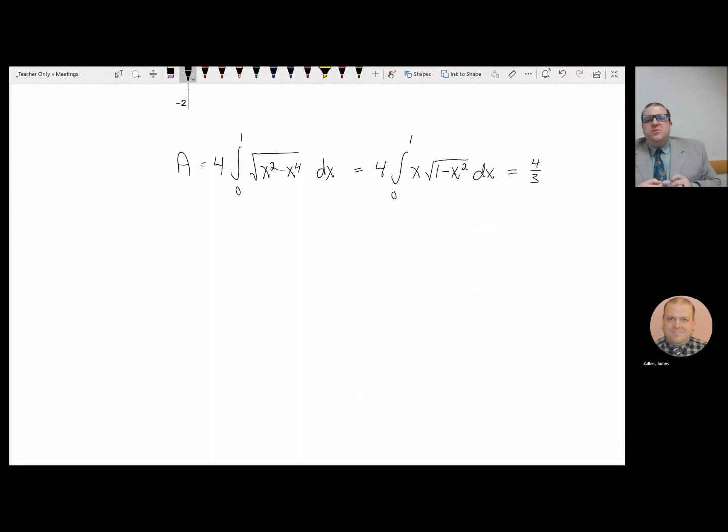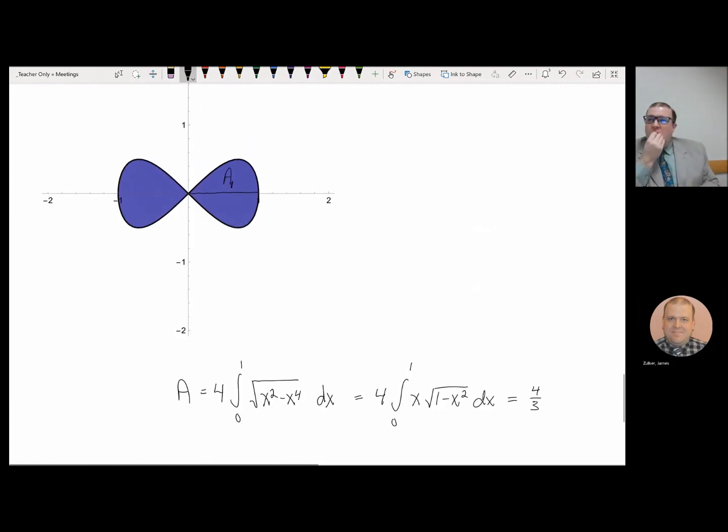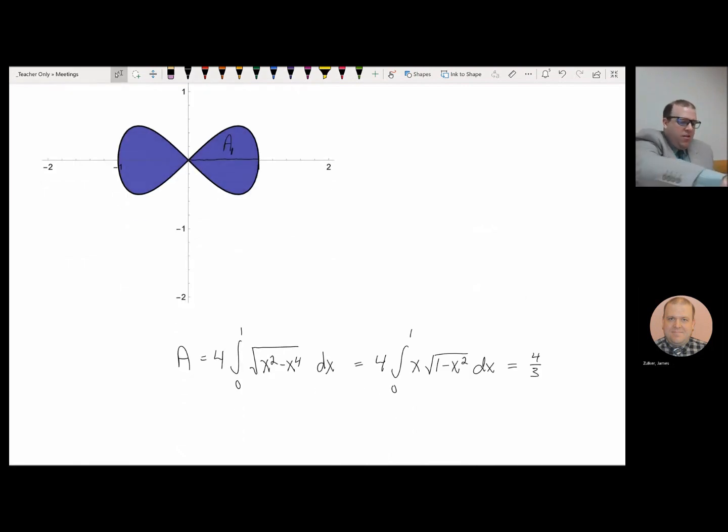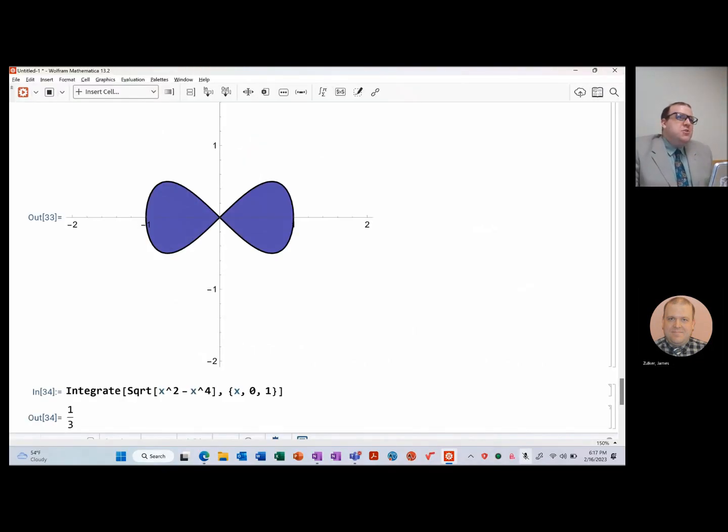Any questions on area between curves? You like the code? Oh, so you made it the square root of x squared minus x to the fourth in this example because of the last one? Because I want it in the form of y equals f of x, yes. Which code do you want?